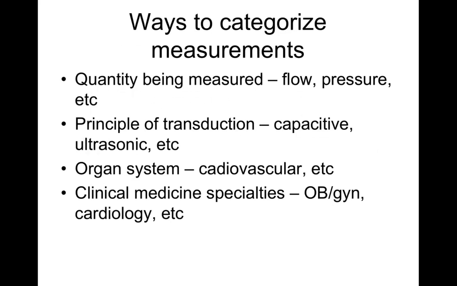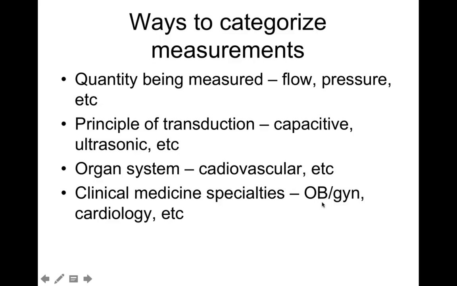Now, there are lots of different ways to categorize measurements. One way to categorize is by the quantity being measured. Are you measuring the flow or pressure, electrical activity in the cell? Another is to categorize measurements by the principle of transduction. So are you using capacitive probes? There are any number of physical quantities that can be measured using capacitive probes. You can characterize measurements by the organ system, so the cardiovascular system, the neurological system. Or you can categorize measurements by their clinical specialty, so OBGYN, cardiology, measurements that fall within those groups.